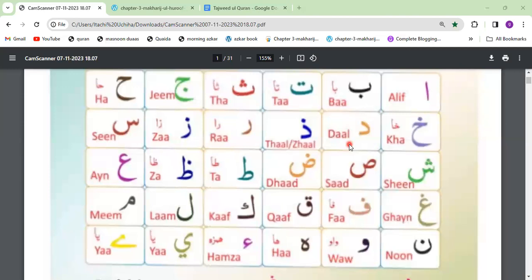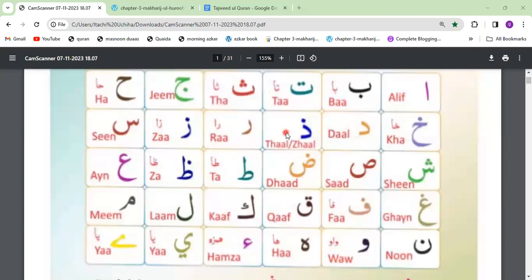Then we have to pronounce the letter Dal. Dal is having the same makharij as the letter Ta. You have to use the tip of your tongue and you have to join it with the roots of your front two teeth. Dal.